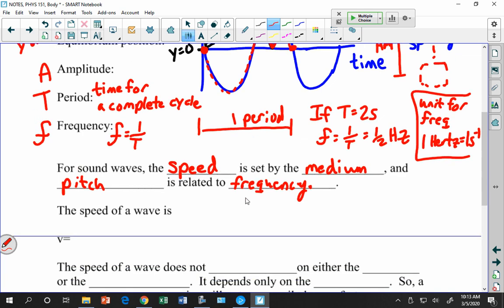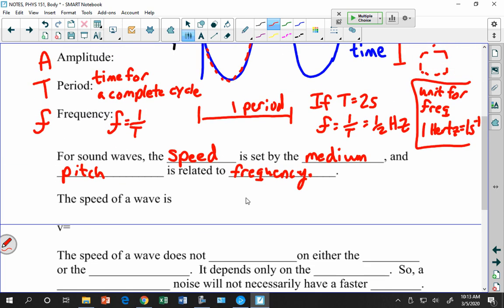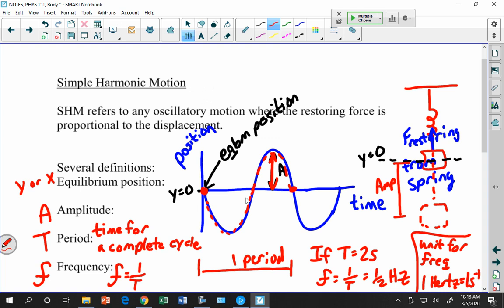We'll talk about pitch and how it's related to frequency. The speed of a wave, oh, I missed one. I missed something up here. So this is called a history graph. This graph that I drew is called a history graph.